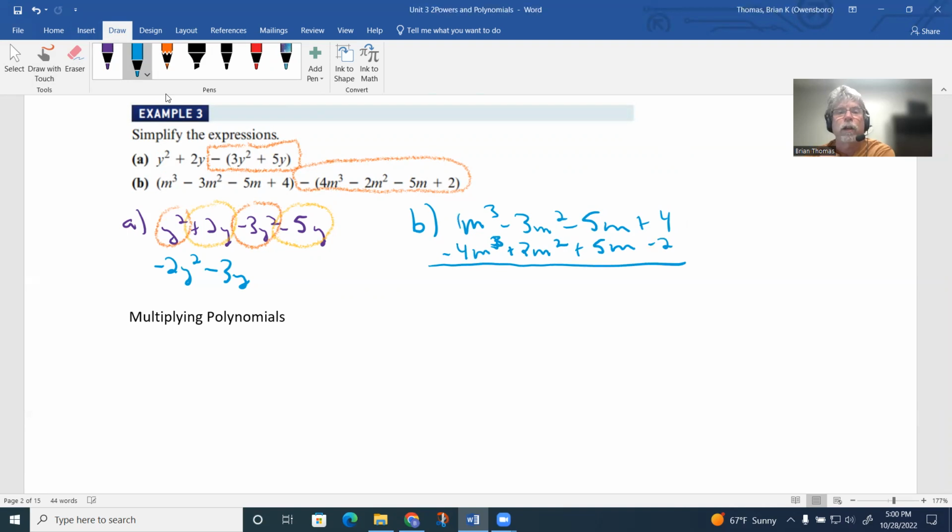So now I have a 1 and a negative 4, which is going to give me a negative 3m to the third. And negative 3 plus a 2, that's going to be a minus 1m squared, or just minus m squared. Notice that negative 5m and 5m will zero out. So that term just drops out altogether. And 4 and a negative 2 just gives me a positive 2. So that problem turns into that.